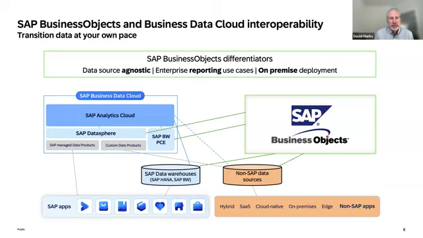You can even go the other direction. SAP Analytics Cloud can consume Business Objects content, universes, and Webi reports as well. So there is an interoperability here. Some customers are migrating to SAP Analytics Cloud, some customers are not. It really depends on where you are in your journey.